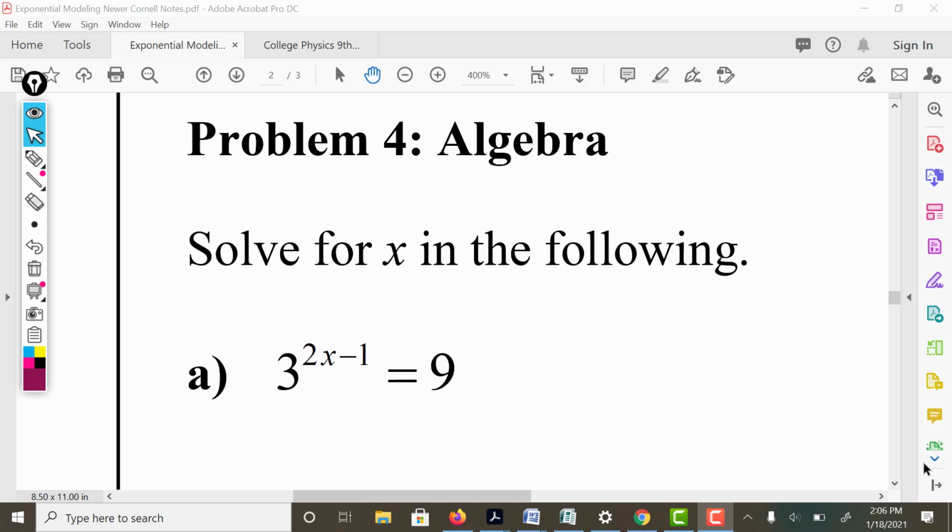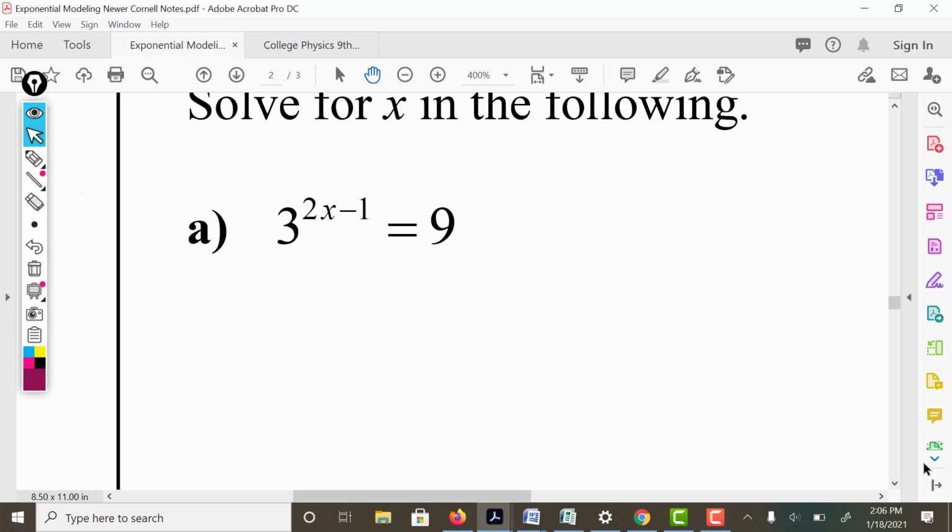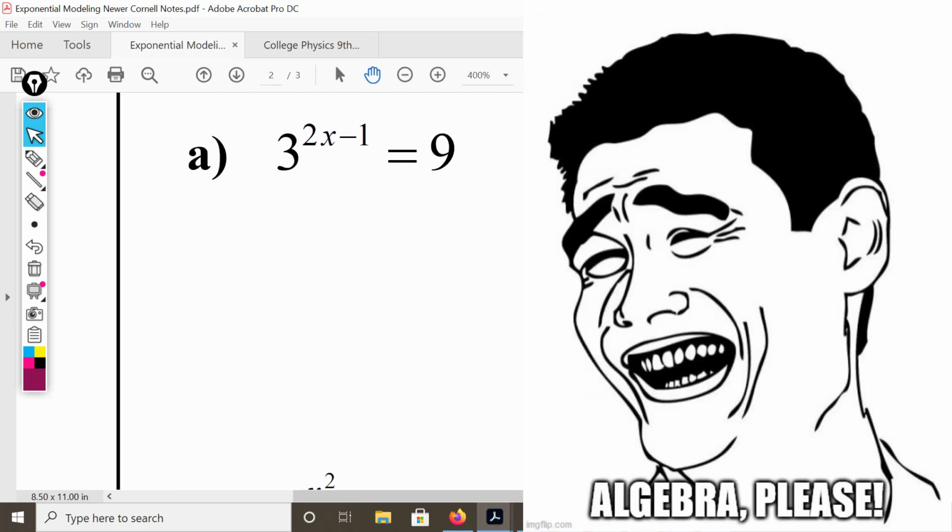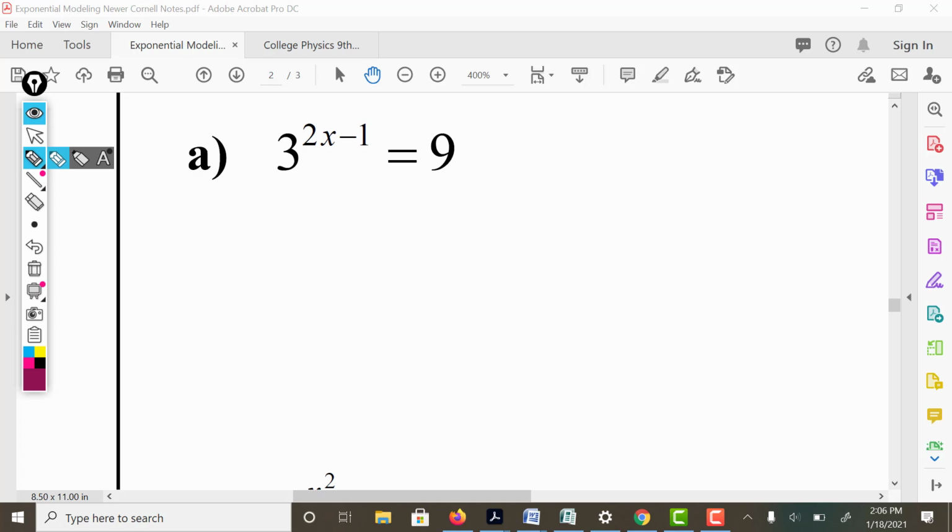An important part of working with exponential functions is solving them. This is going to be heavy algebra. Perfect. Here we go. The main goal of these kinds of problems is to get the bases to be the same. So for example, you notice that this has a base of 3. It would be ideal to make this 9 have a base of 3 as well.